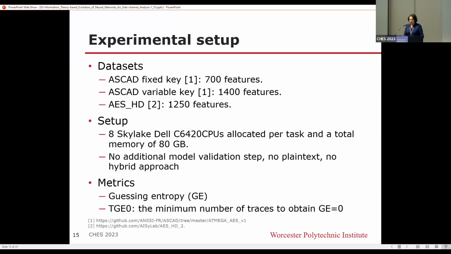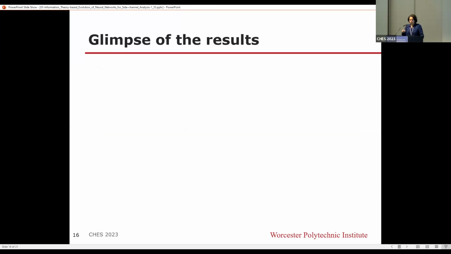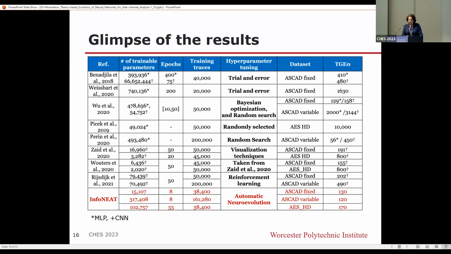And the metric to understand if the neural network has been able to attack the target is the guessing entropy and the minimum number of traces to obtain guessing entropy equals 0. With that, let's take a look at this large table. I know it's large. Let me walk you through it. How should I read this table?